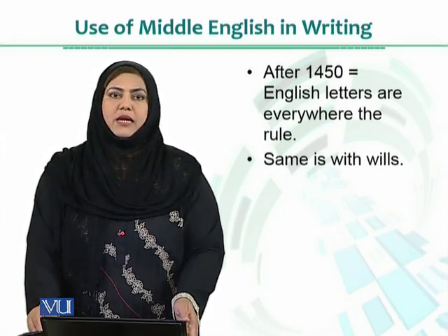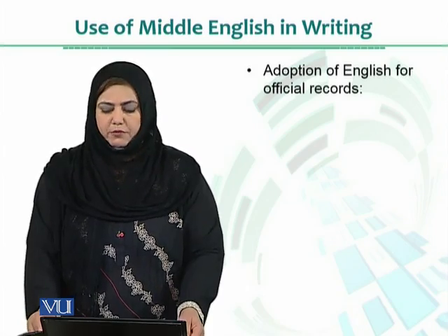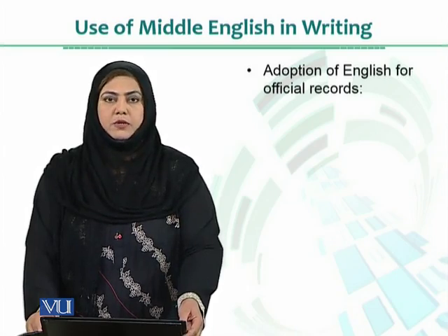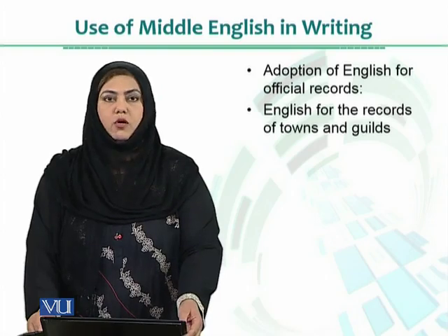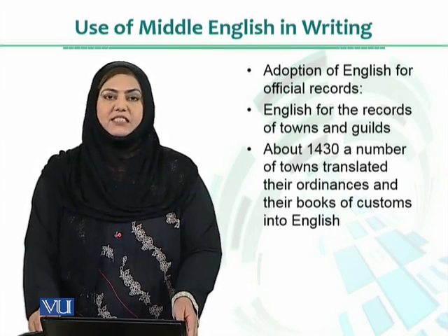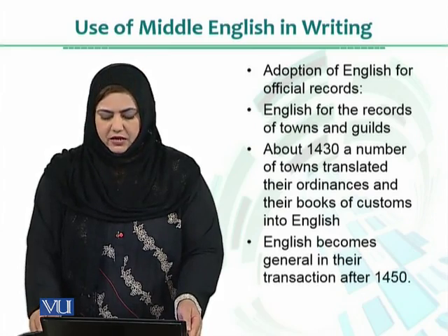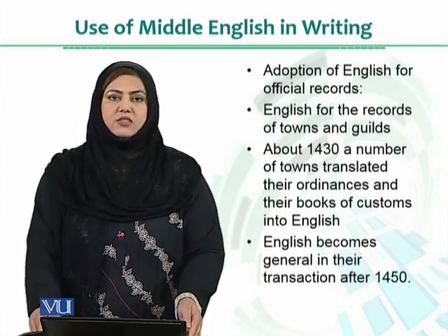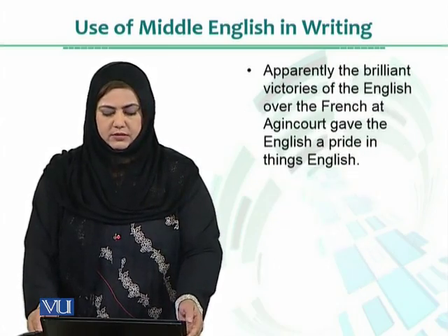This was not restricted to letters only. This was the case with wills as well. Adoption of English for official records could be noticed at that time. English for the records of towns and guilds was also found. It was about 1430 a number of towns translated their ordinances and their books of customs into English language. Thus, English becomes general in all the transactions, especially the written transactions, the formal transactions from 1450 onwards.